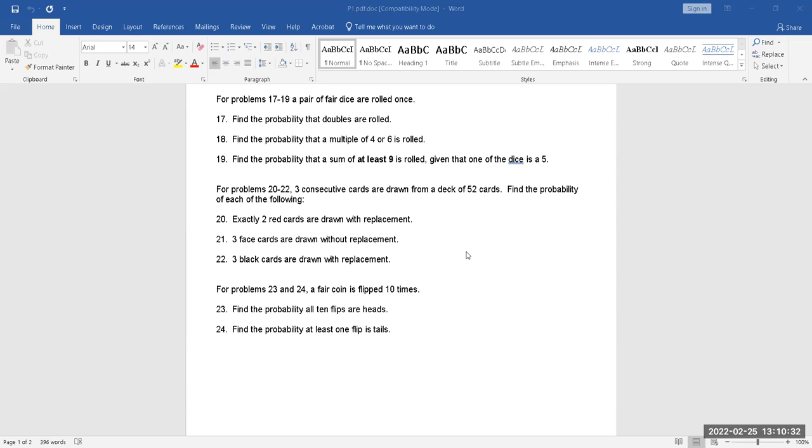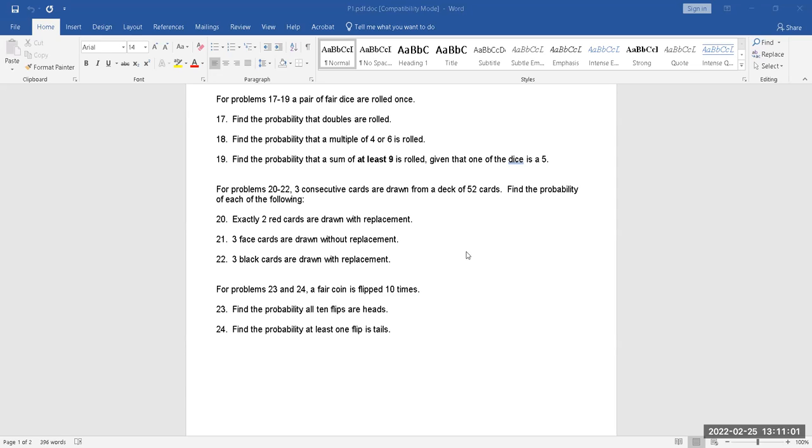Now, of those rolls, which ones have sums of at least 9? Well, let's see. Still that one, still that one, still that one, still that one, still that one. So I have 1, 2, 3, 4, 5. Excuse me, there are five of those rolls that add up to at least 9. But there were only 11 rolls to consider. So my answer, therefore, is 5 over 11.